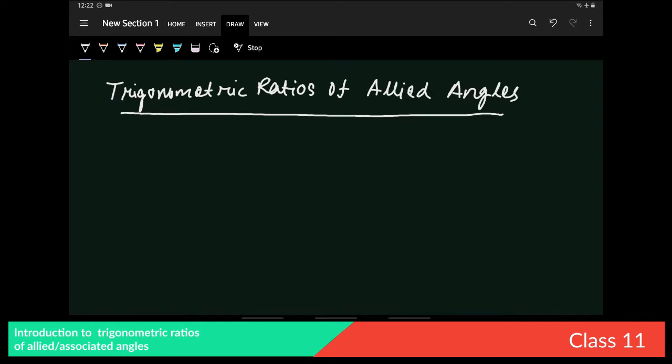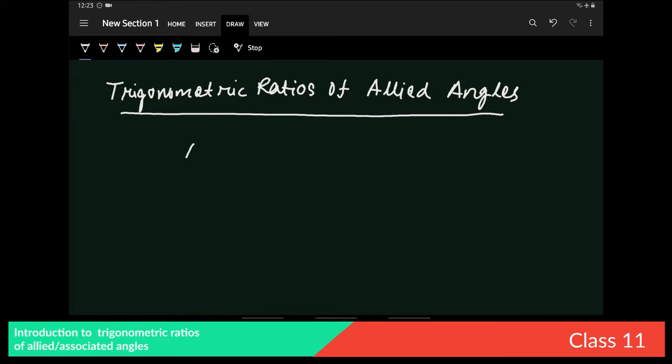Okay, so first of all, we have to know what are allied angles. So allied angles are what? If two angles are such that their sum or difference is 0 or a multiple of 90 degrees, then these two angles are said to be allied angles.